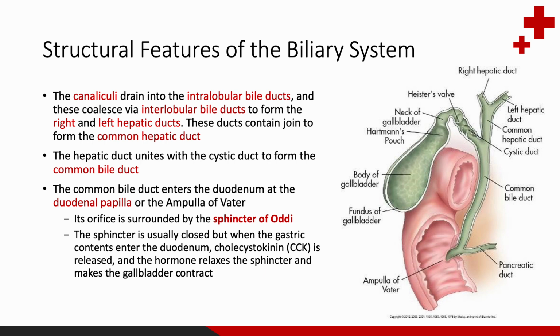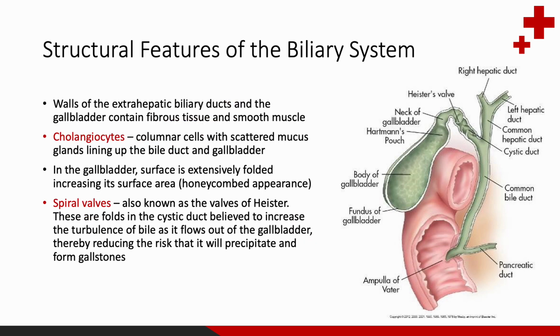The right and left hepatic ducts join to form the common hepatic duct. The hepatic duct then unites with the cystic duct to form the common bile duct. The common bile duct enters the duodenum at the duodenal papilla. Its orifice is surrounded by the sphincter of Oddi, and it usually unites with the main pancreatic duct just before entering the duodenum. The sphincter is usually closed, but when the gastric contents enter the duodenum, cholecystokinin or CCK is released, and the hormone relaxes the sphincter and makes the gallbladder contract.